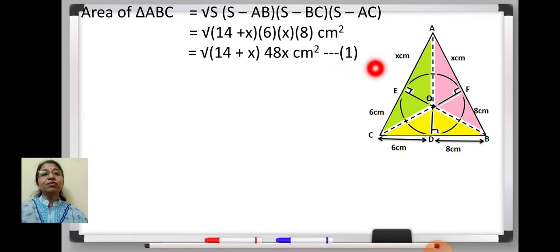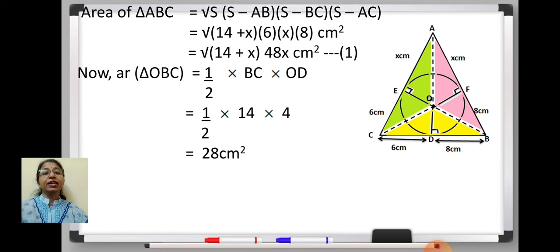Now again we will find out the area of the same triangle ABC, but by adding the areas of these 3 different triangles which are shown by 3 different colors. So one by one we will calculate all 3 areas and finally we'll add them. So let's proceed.